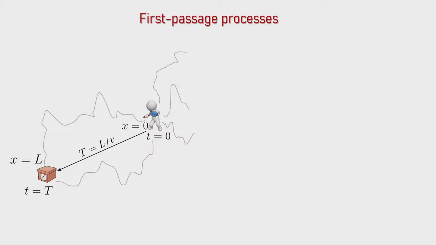For example, take the searcher moving with a constant velocity, following a straight line path from here to here. Then the time it will take for the searcher to reach the box is simply L by V. That means this time capital T is termed the first passage time, and in this case the first passage time is L by V.